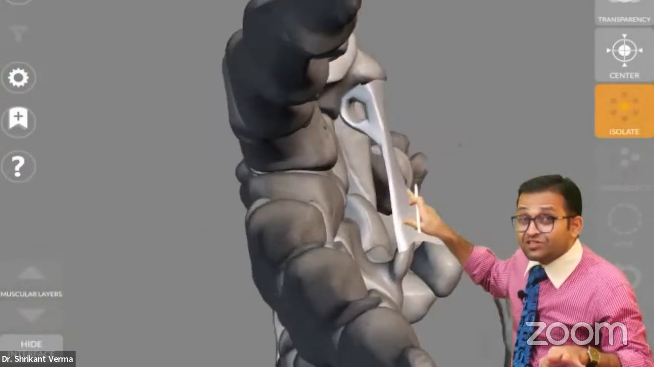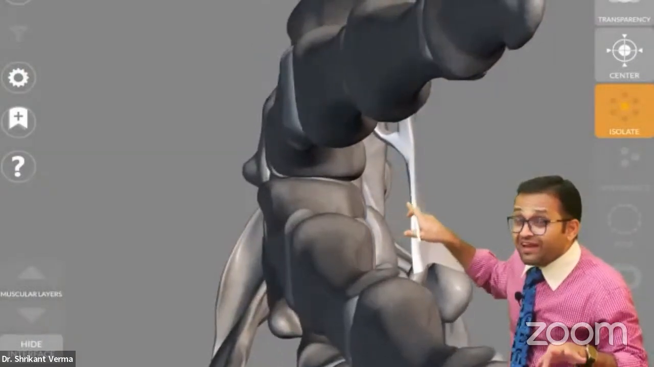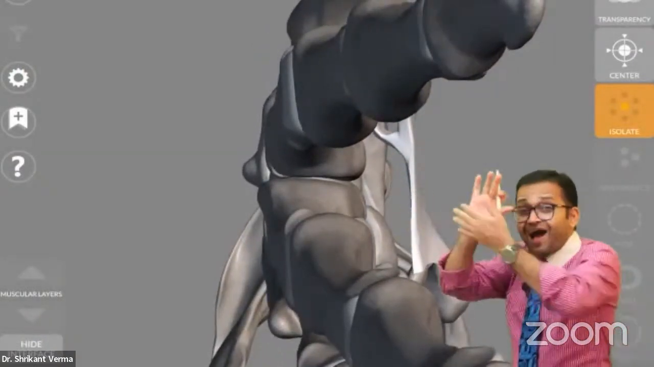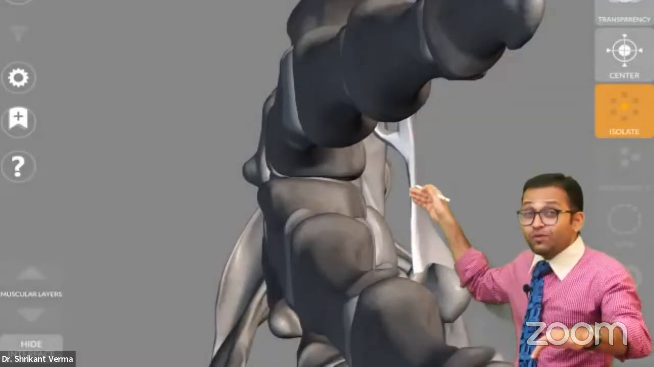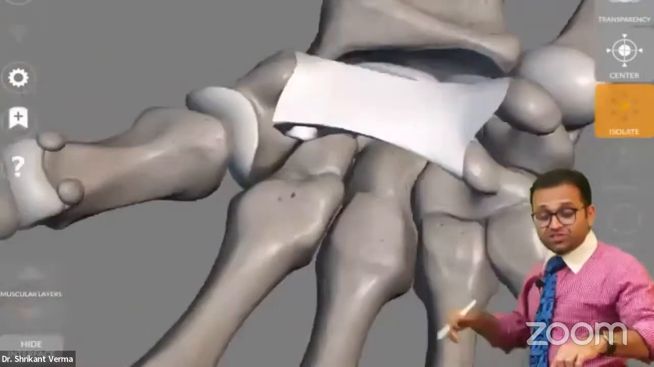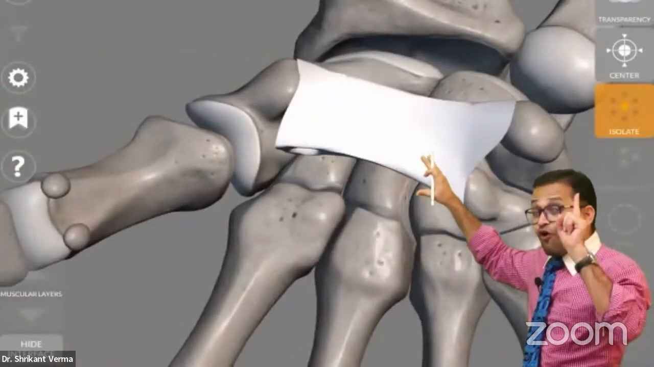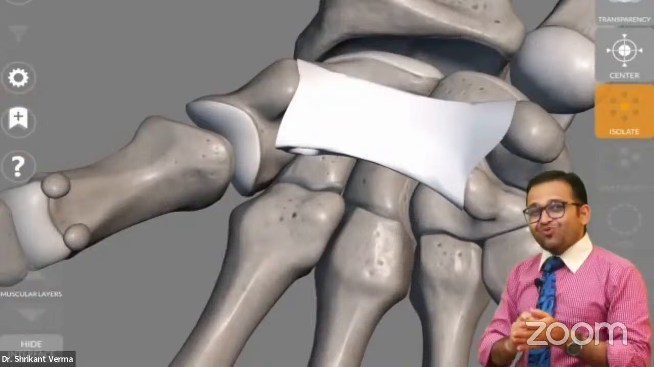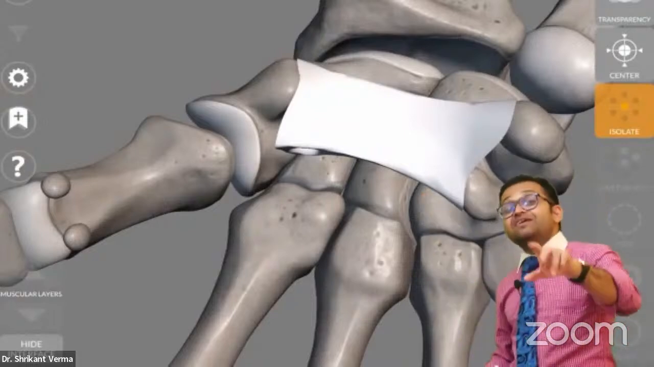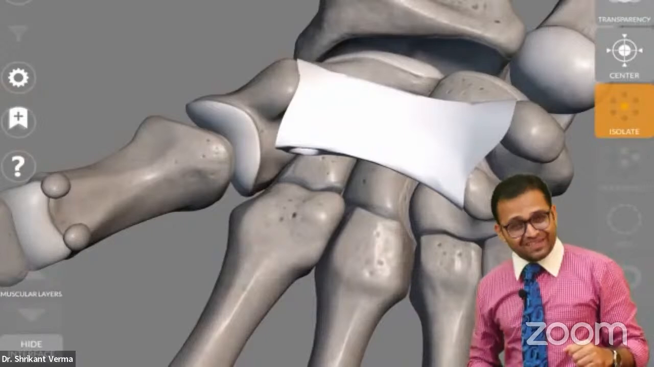Look carefully, 3-dimensional anatomy. There is one canal. This is located over the carpal bones. So this is our carpal tunnel. Remember, the median nerve will pass below it. This structure is responsible for retaining, for holding the flexor tendons. That's why it is known as the flexor retinaculum.